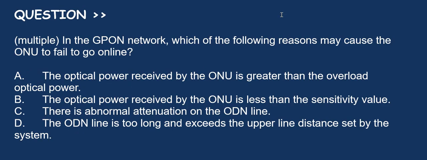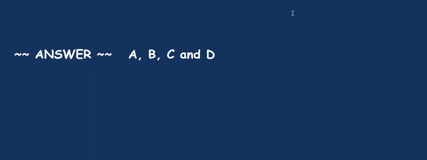The next question is, in the GPON network, which of the following reasons may cause the ONU to fail to go online? Option A, the optical power received by the ONU is greater than the overload optical power. Option B, the optical power received by the ONU is less than the sensitivity value. Option C, there is abnormal attenuation on the ODN line. Option D, the ODN line is too long and exceeds the upper line distance set by the system. The correct answers are option A, B, C and D.